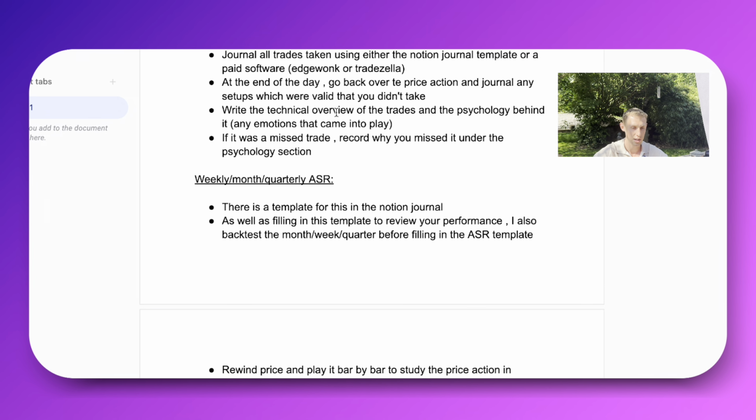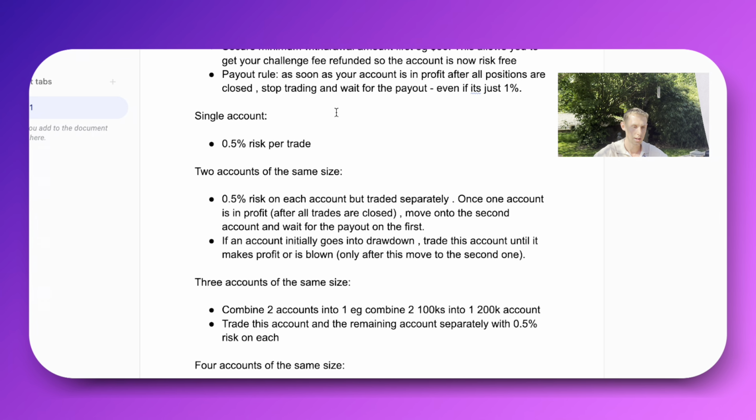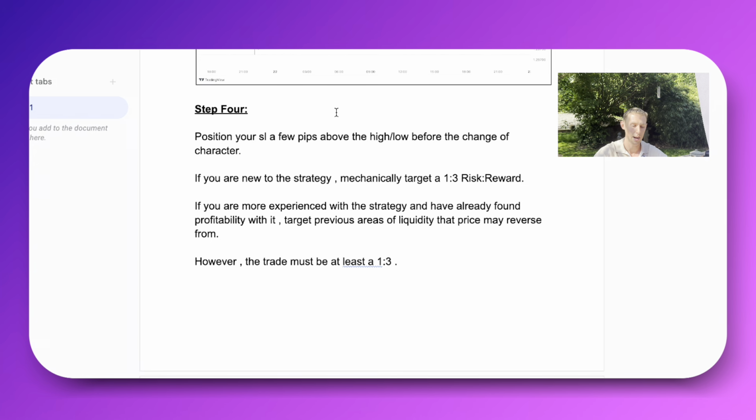But that is essentially everything in regards to the trading plan. So now let's head over to the charts and let's get into the backtesting itself.